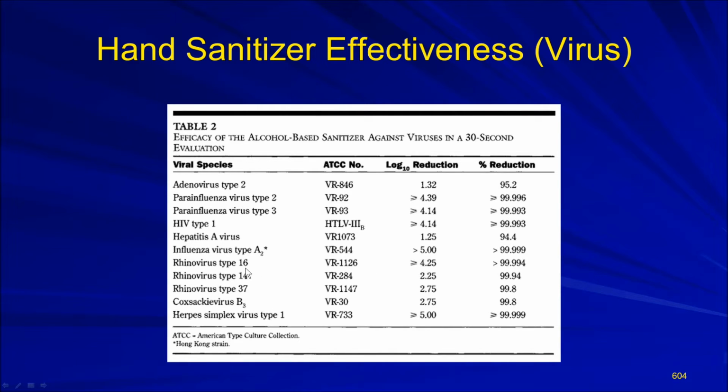We look at rhinovirus, 99.9, Coxsackie virus, 99.9, Hep A, 94.4, influenza virus type A2, 99.999. So we can see here that hand sanitizer is extremely effective at killing viruses, and is an extremely effective way to clean your hands.